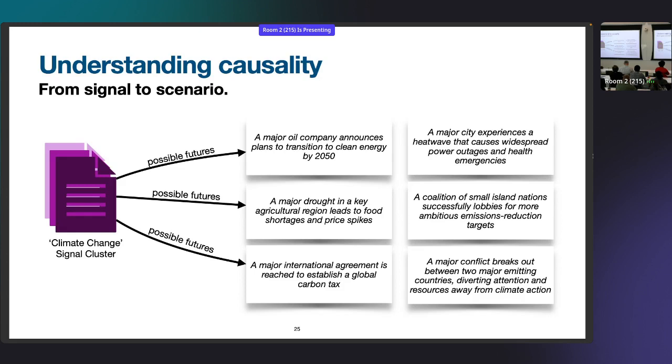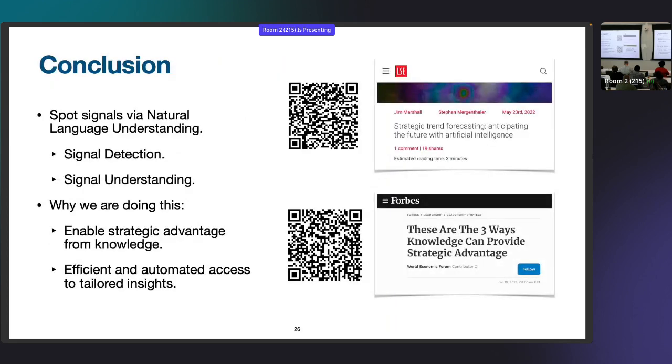And all these possible futures can be extracted solely through generative AI applied to a corpus of data that is curated and analyzed, and where signals are extracted from it. So the conclusion: we spot signals via NLU, which is based on a two-step signal detection and signal understanding. Why do we do this? To enable strategic advantage from knowledge, and perform efficient and automated access to tailored insights.